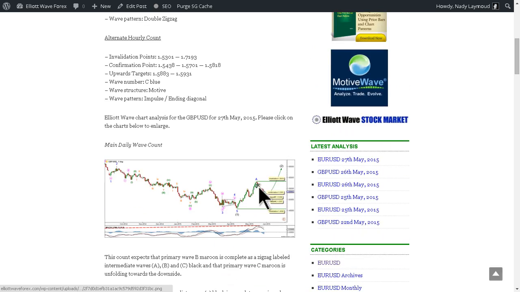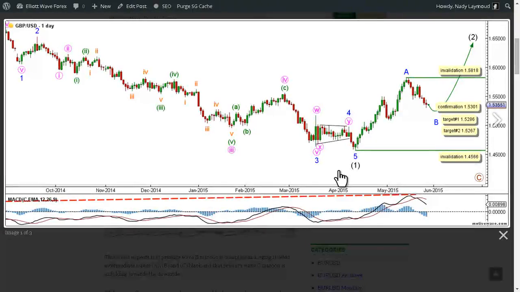Now moving on to the daily chart, the main count expects that wave 1 black within wave C maroon is complete as an impulse labeled waves 1 through 5 blue, with wave 3 blue unfolding as an impulse labeled waves 1 through 5 pink. After the completion of wave 1 black, it's expected that wave 2 black is unfolding to the upside. Within wave 2 black, wave A blue is complete as a leading diagonal, and wave B blue is at its very late stages.